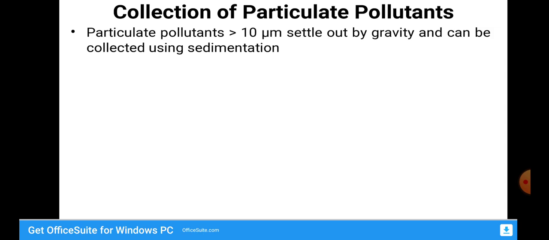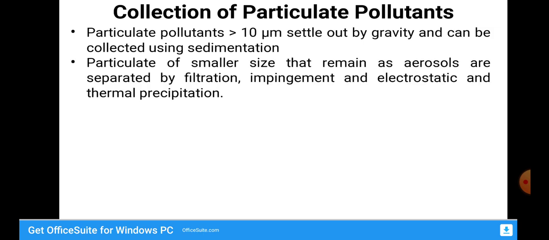Solid particles which are having size of 10 micrometer or more will be easily settled down by gravity. So they can be collected or sampled using sedimentation technique. But if the particle size is less than 10 micrometer, then they cannot settle down by gravity. Some external force will be required for separation or for collection of these particles. So this may include filtration technique, impingement technique, electrostatic precipitation, and thermal precipitation technique.